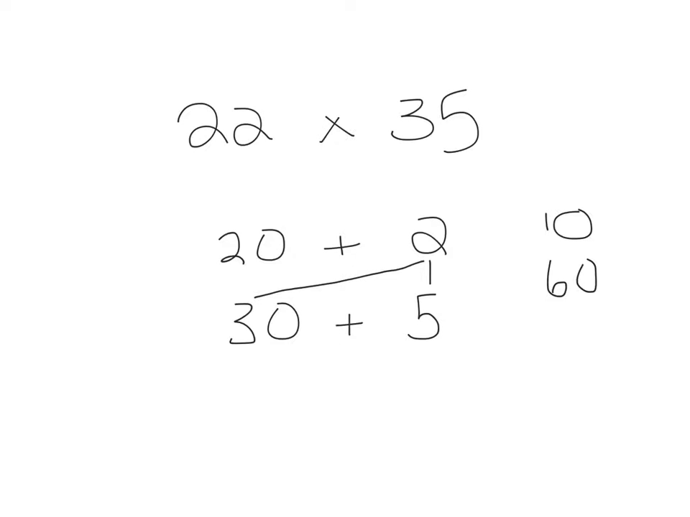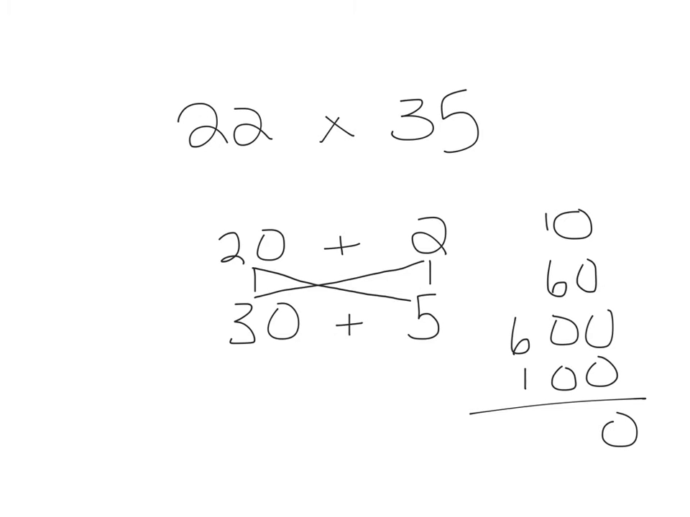Then 30 times 20 is 600. And then 20 times 5 is 100. So 0, 7, 7. 770.